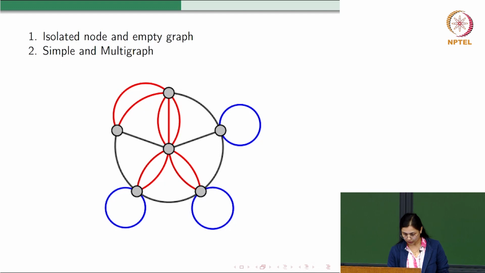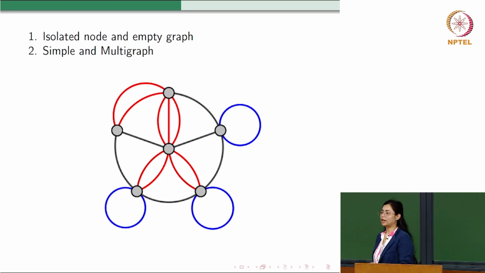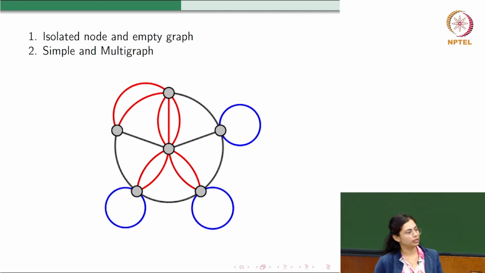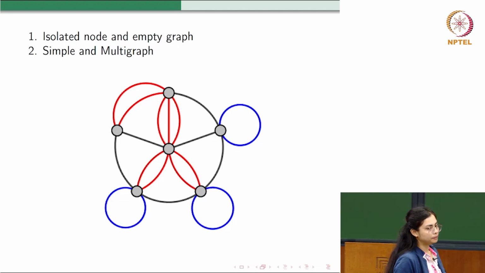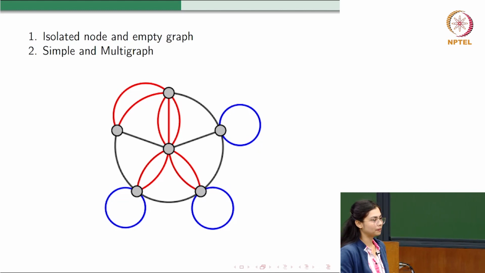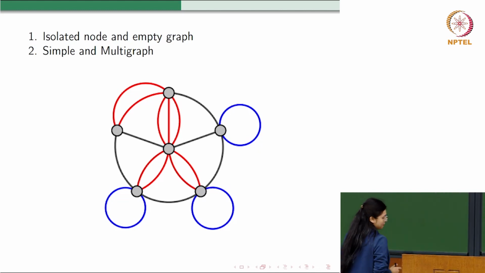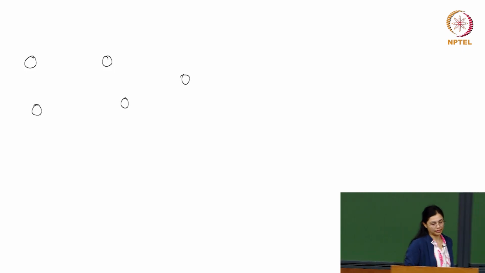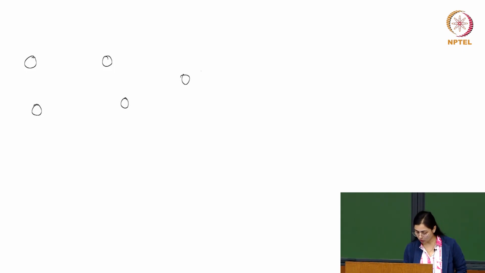Okay, then let's talk about isolated and empty graphs. Do you have any idea what an empty graph and an isolated node are? Nodes that don't have any edges. Right. So an empty graph means we have only nodes. There are some nodes, and they don't have any links among them. Right. And these nodes are called isolated nodes.